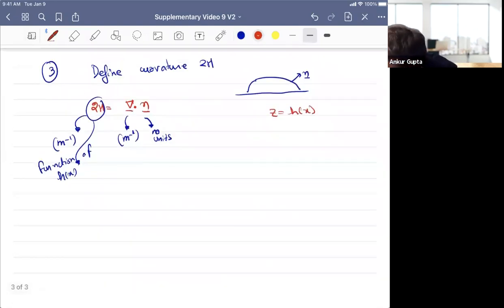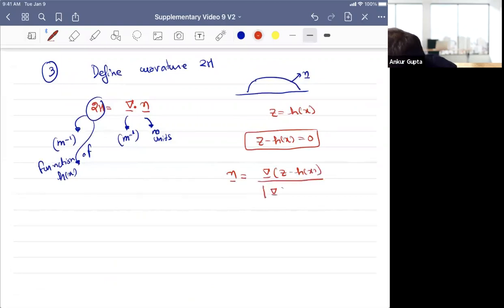And you can write it as z minus h of x is equal to 0, right? And the normal vector is actually the gradient of z minus h of x divided by the magnitude of the gradient of z minus h of x, and this is to make it a unit normal. Okay, and you may not be very familiar with this. That's completely fine. Just remember that whenever you have a shape of a system, you can find the normal vector through this operation. You write everything in the form of is equal to 0, and then you take a gradient, and then divide by the magnitude.